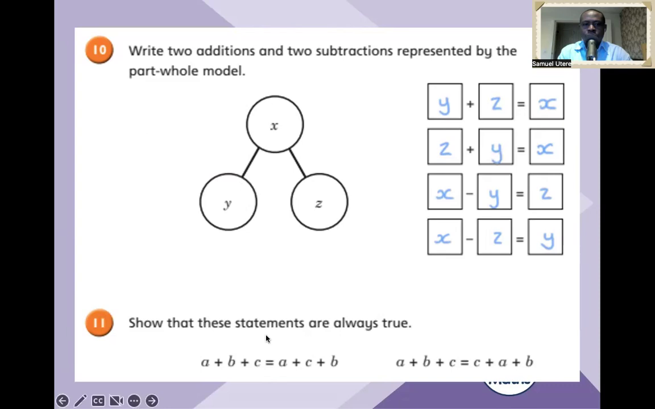And this one, you were asked to show that these statements are always true. Of course, they are always true because you can use a bar model to represent these calculations. So what we have learned so far is that using the properties of addition and subtraction, you can begin to write different facts of addition and subtraction calculations and even generalize those facts to work with letters, which brings you to the area of algebra.